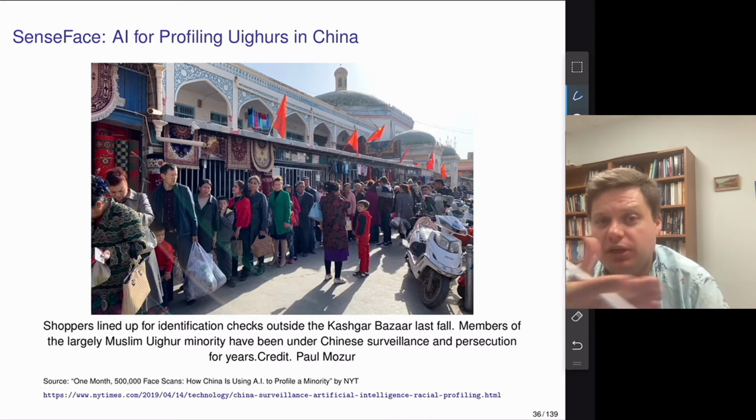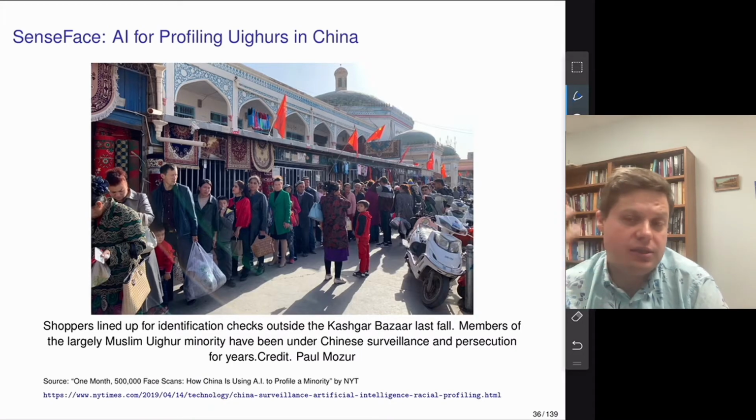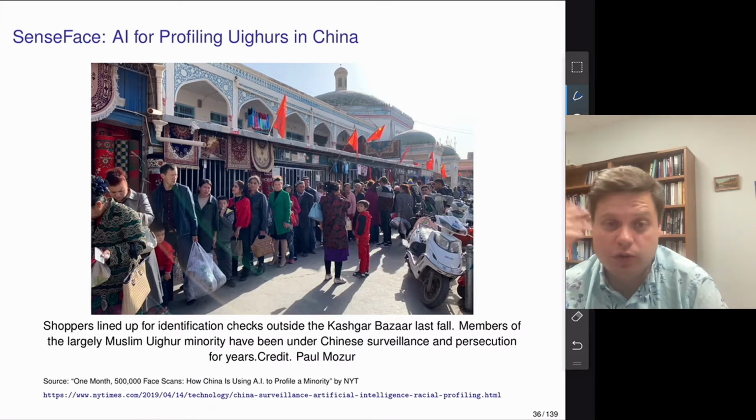is monitoring them. So here you see an example where each Uyghur, this is the entrance to a bazaar, to a market, an open market. When they enter the market, each Uyghur has to go through this photo detection, and the photo detection tries to identify whether this specific person is in this database of people who have been searched for or not.